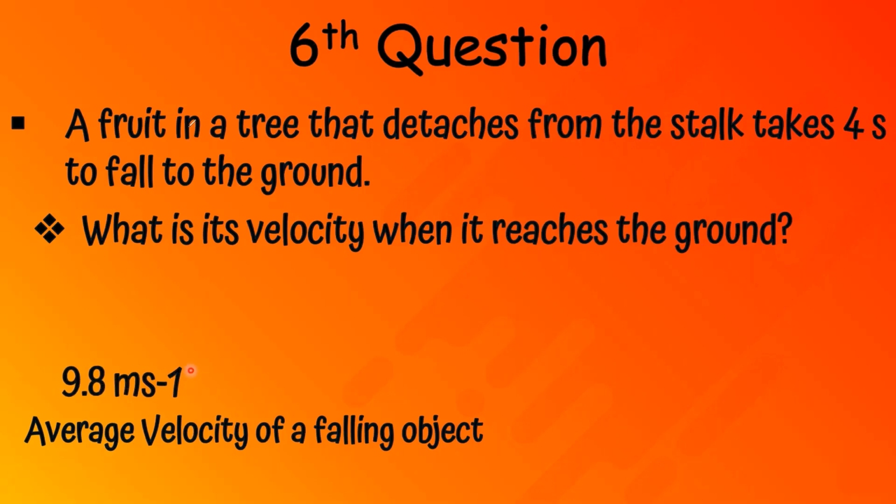So a fruit in a tree that detaches from the stalk takes 4 seconds. 4 seconds means we need to multiply 9.8 meters per second by 4 seconds. So we can get the answer as 39.2. Yeah, 39.2 meters per second.